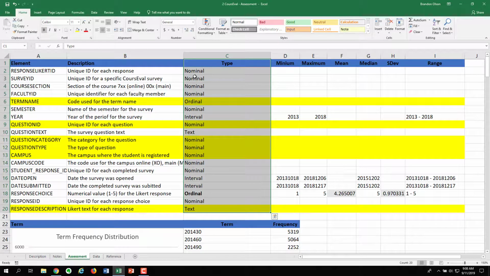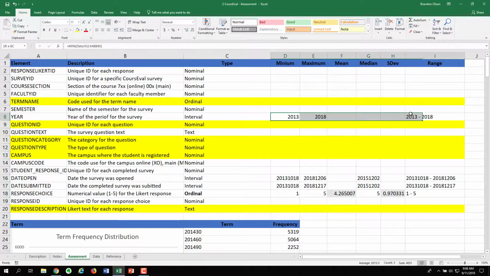I identified them as nominal, ordinal, or interval, so that I understand the type of data that I'm going to be working with. And then for those that made sense, the interval and the ordinal data elements, I identified the minimum, maximum, and the range. For some of these, it really didn't make sense to calculate the mean or the standard deviation or the median, so I left those blank.